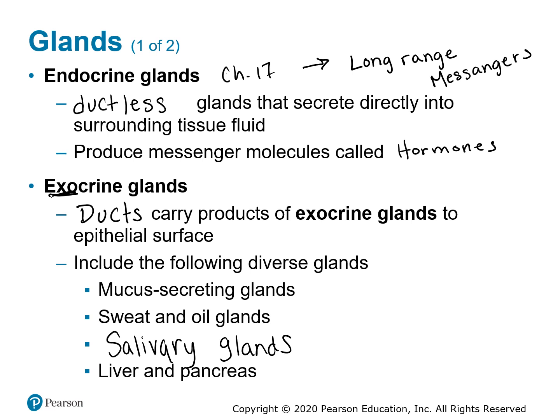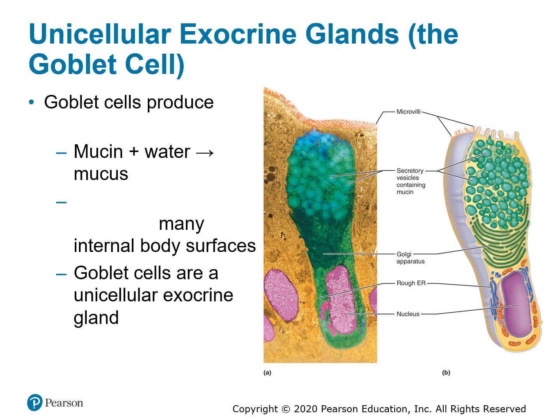Very similarly to our other epithelial tissues, the way that we classify and name glands has to do with how many cells you usually find in there. You can have unicellular exocrine glands. You can have multicellular exocrine glands. Okay? Just keep that in mind. Unicellular and multicellular.